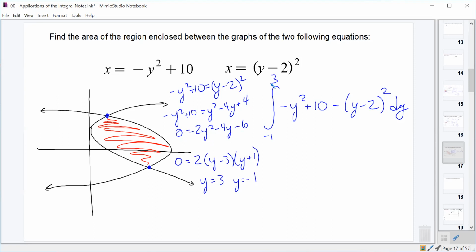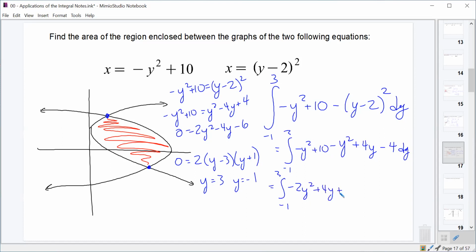We'll simplify what's inside of our integral, and then we will solve. So we've got an integral from negative 1 to 3 of negative y squared plus 10 minus y squared. And then if we distribute the y minus 2 out, that gives us a minus 4y, but there's a minus in front, so that'll be a plus 4y. And then the plus 4 that we get when we distribute out ends up with a minus 4 because of the negative in front of it. And we'll combine all our like terms. Negative 1 to 3 of negative 2y squared plus 4y plus 6 dy.